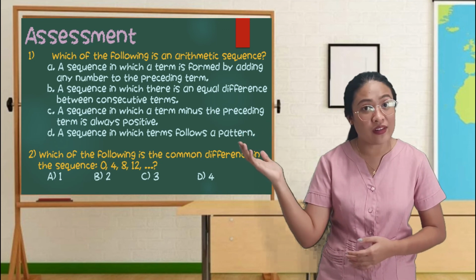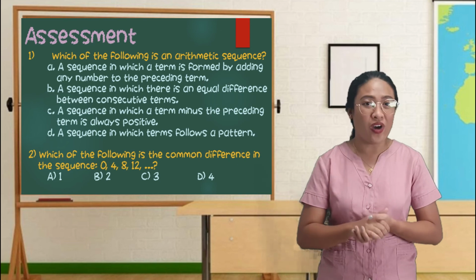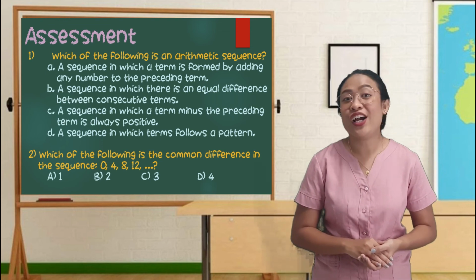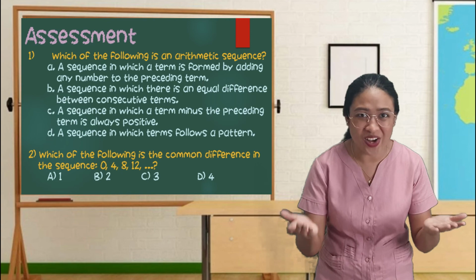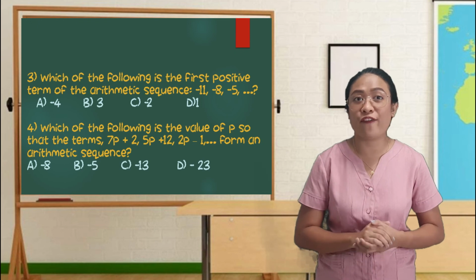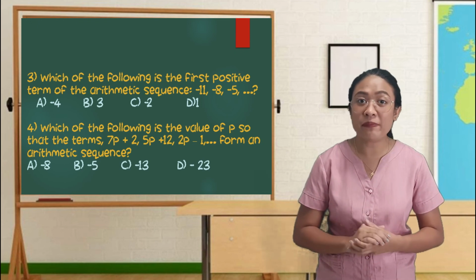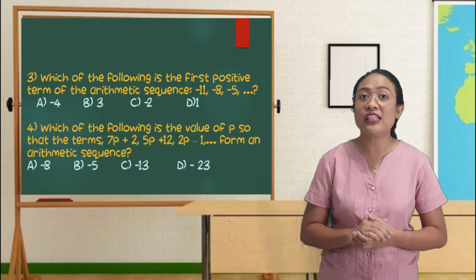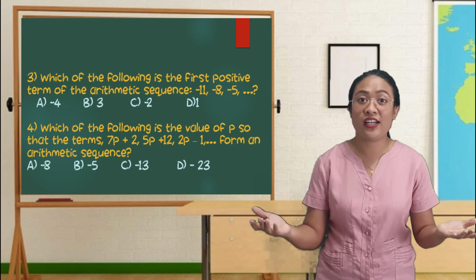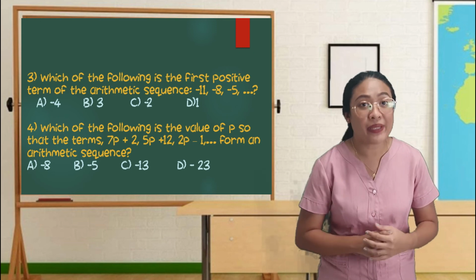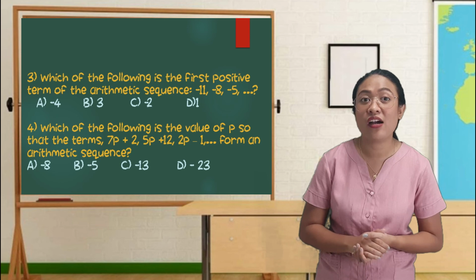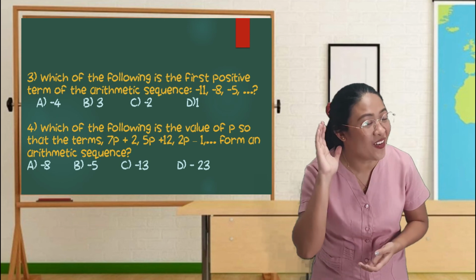Next, for number 2, which of the following is the common difference in the sequence 0, 4, 8, 12? Letter A, 1. Letter B, 2. Letter C, 3. Letter D, 4. What is your answer? Next, for number 3, which of the following is the first positive term of the arithmetic sequence -11, -8, -5? The choices are A, -4, B, +3, C, -2, and letter D, +1. What is your answer?